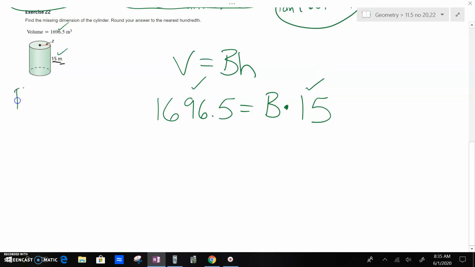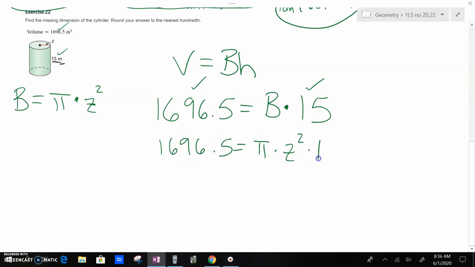And then I don't know the area of the base, but the area of the base, it's a circle. The area of a circle is pi r squared. And unfortunately, they're using the letter z, which looks like a 2. You can call it an r if you want, because it's a radius. But I'll use their letter. So pi times z squared. And I don't know what the radius is. That's what they're asking us to get. So now there's my area of the base, pi times z squared.